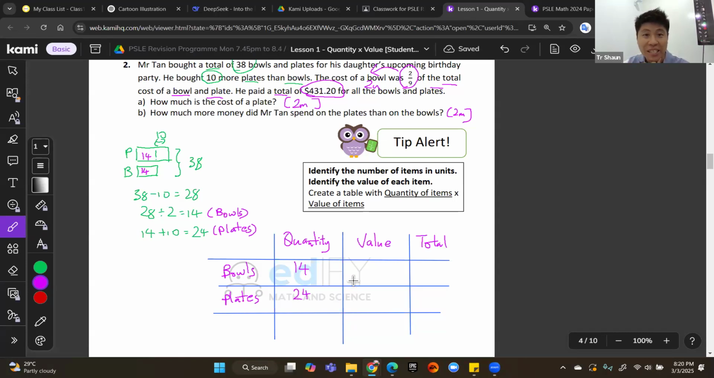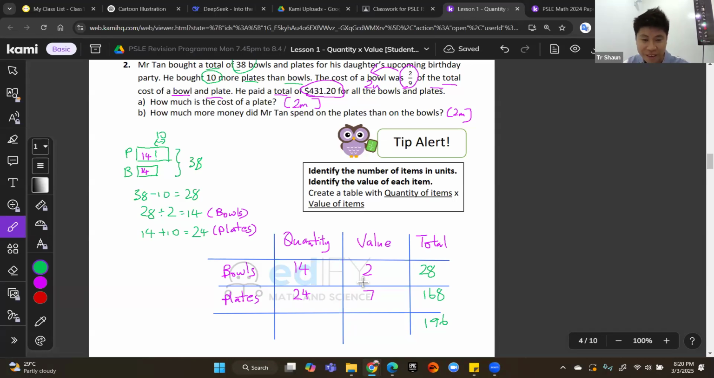How about the value? We can see here the cost of the bowl is 2, right? And Keegan told me just now it's 7. Okay, so now that we have the quantity and value, we just multiply them. Here it will be 28. Alright, 24 times 7, press your trusted calculator, it will be 168. So we want to add both together to find the total. So that would be 196.